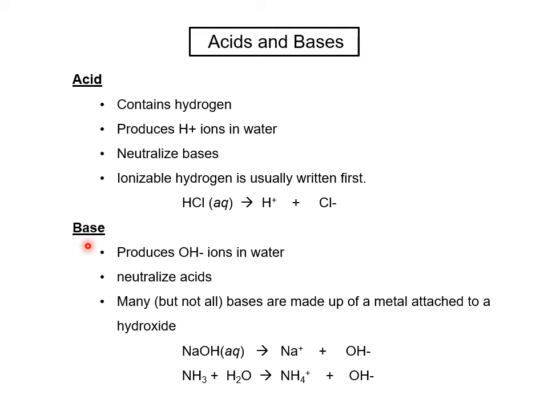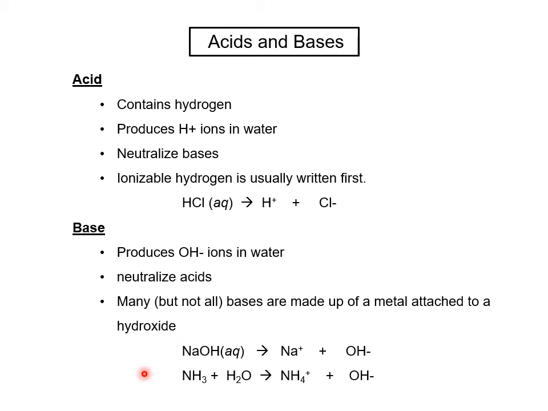Bases, on the other hand, produce hydroxide ions when they're placed in water. And bases neutralize acids, and that's because the hydroxide that's produced from the base combines with the hydronium, or the H plus that's produced by the acid, and it forms a water molecule. And that's how they neutralize each other. Many bases, but not all of them, are made up of a metal that's attached to a hydroxide. So for example, sodium hydroxide, NaOH, is a metal, sodium, attached to a hydroxide. So then when they are placed in water, the hydroxide that's attached to the metal just breaks off.